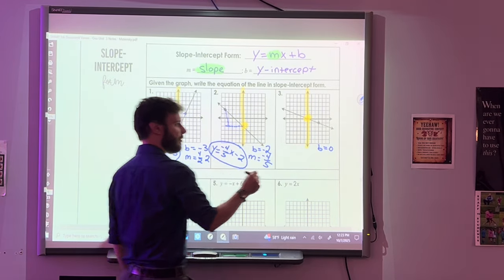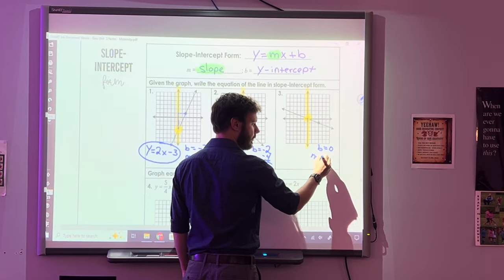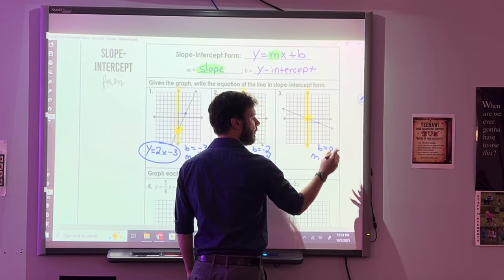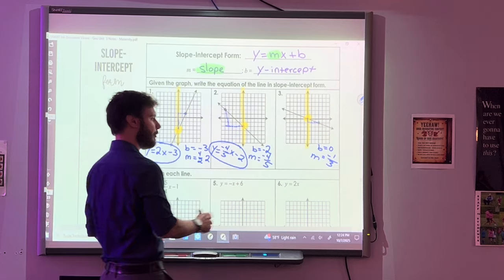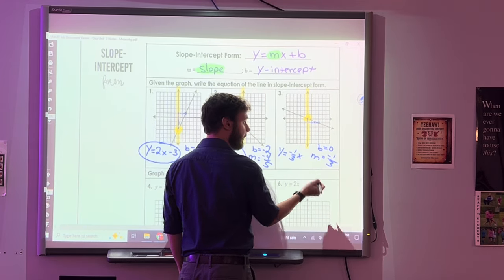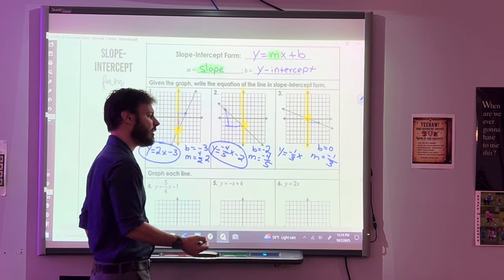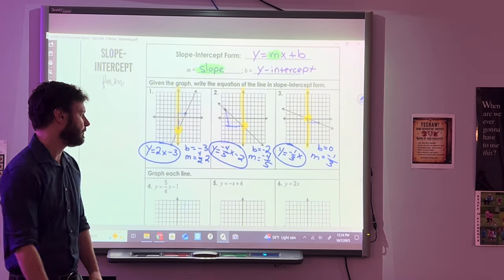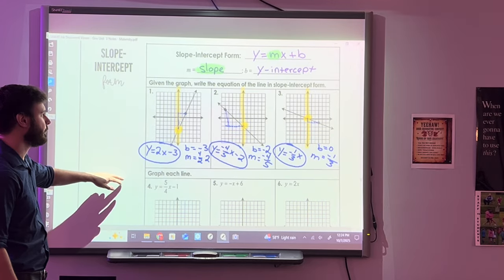And then here my slope. How much did I fall? I fell 1. And I'm gonna run 3 to the right. -1 over 3 is that slope. No reducing. Y equals -1 over 3x. And then plus 0 doesn't change anything. You can write it if you want to, but when you add 0 to stuff, it doesn't change it. Okay. So that's writing the equation.